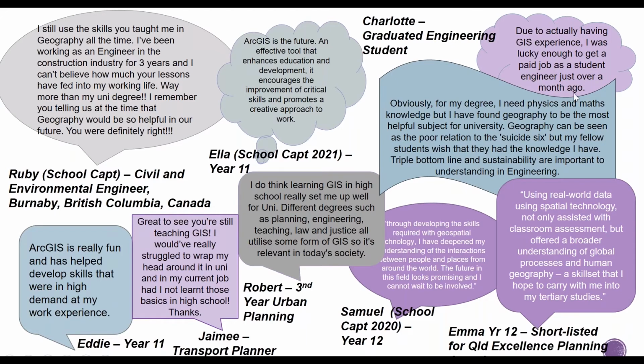Emma was shortlisted in the Queensland Planning Excellence Awards. This is a young urban planner who was a B student in my class but went off to uni and was getting 7s. And Jamie is a transport planner in Brisbane, looking at bike paths and better use of sustainable transport.